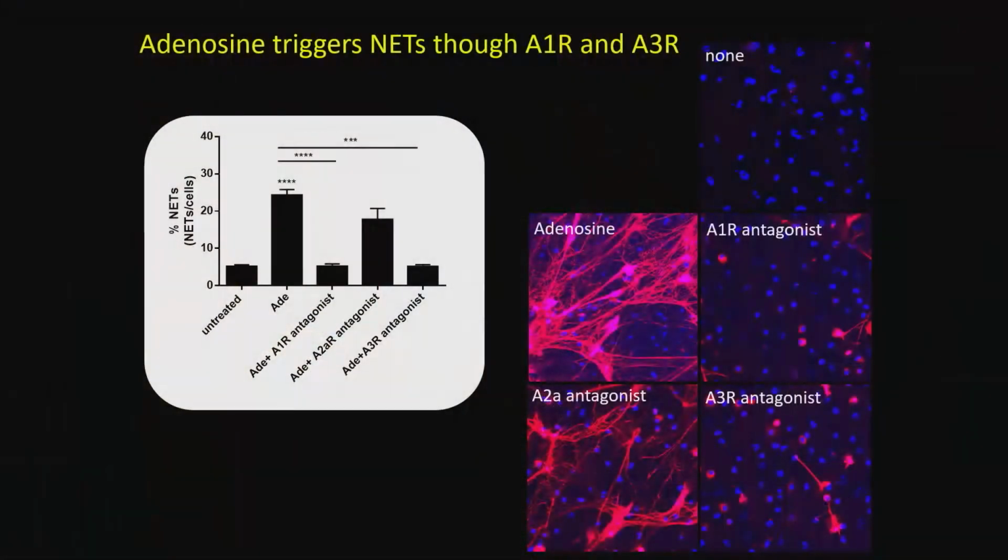And indeed, it was both of them, actually. We don't have good antagonists for A2B, so we can't study that. So we only looked at A1, A2A, and A3. And here you can see that in the presence of an A1 or an A3 receptor antagonist, we almost completely abrogate adenosine-mediated netosis. With an A2A antagonist, you still get adenosine-mediated NETs.